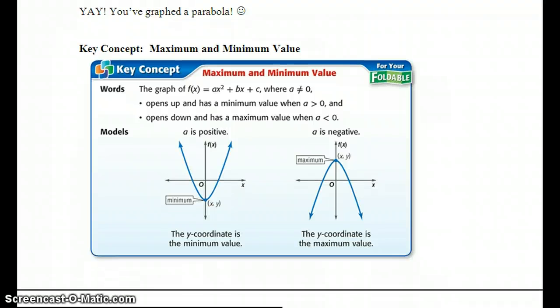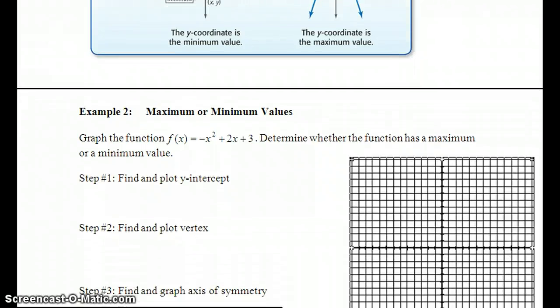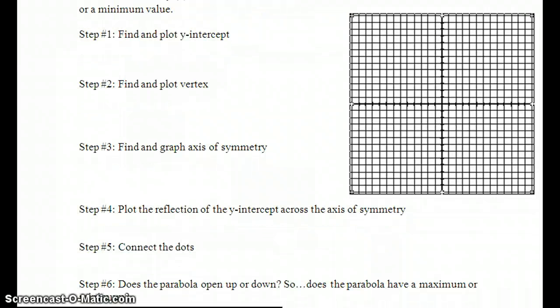So to go on, let's do example 2 very quickly, because I want to add a couple of things to that. We have a function f of x equals negative x squared plus 2x plus 3. And it says to determine whether the function has a maximum or minimum value. We're going to go through this process, and we're going to get to the maximum or minimum value right down here at the bottom in the next steps.